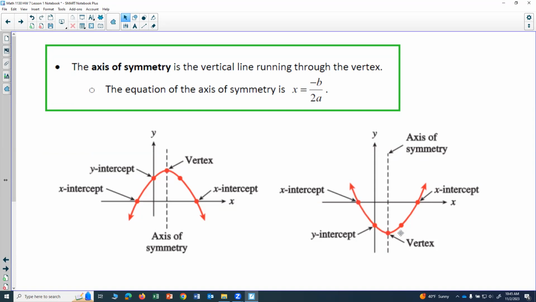For an upward-facing parabola, this would be when the leading coefficient is positive. Your vertex is the lowest point on the graph. Your y-intercept is where your graph crosses the y-axis, and your x-intercepts are where the graph crosses the x-axis. Your axis of symmetry is this vertical line that goes through the vertex.